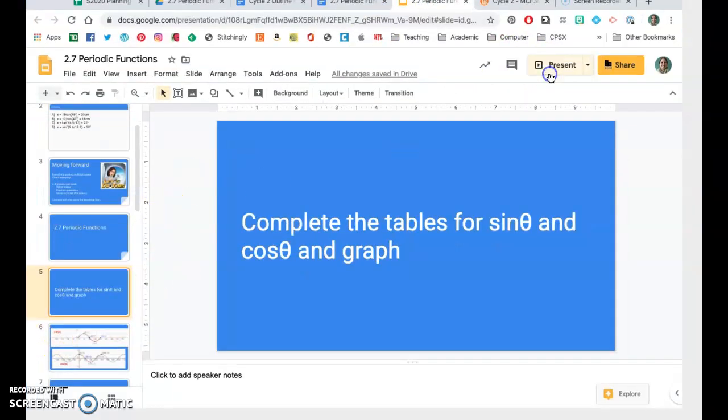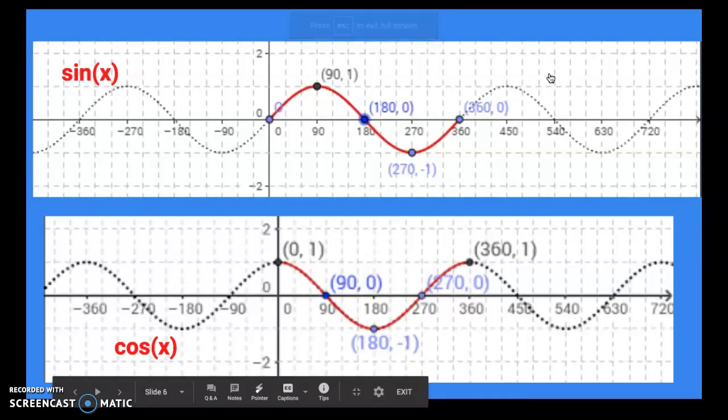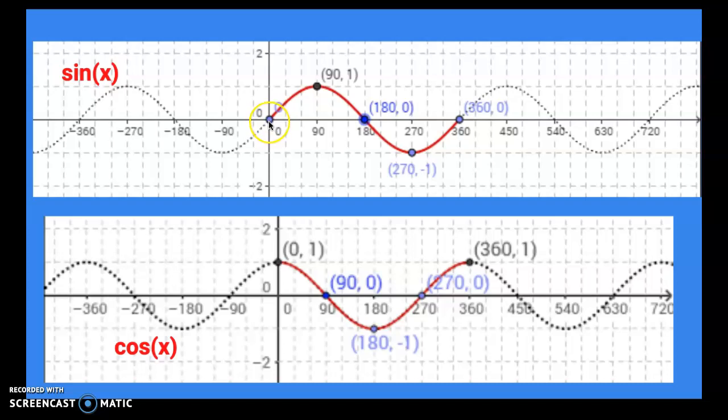So let me present this again. The sine function started at 0, 0. It increases up to a maximum of 1 at 90 degrees, goes through 0 again at 180, down to negative 1 at 270 degrees, and then back up to 0 at 360 degrees.